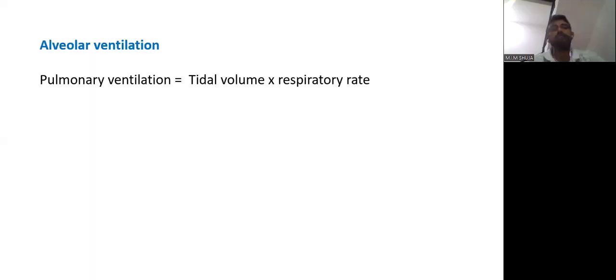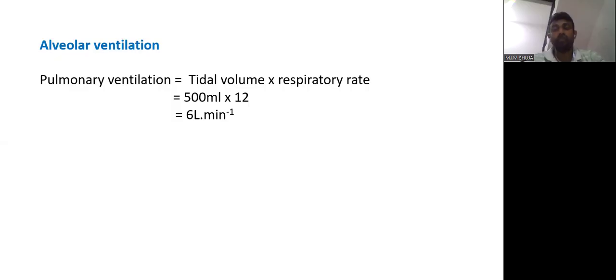Alveolar ventilation, that means, so we'll take what is pulmonary ventilation. Pulmonary ventilation is tidal volume times respiratory rate. By now you should know what the normal tidal volume and normal respiratory rate are. So the pulmonary ventilation is 6 liters per minute.